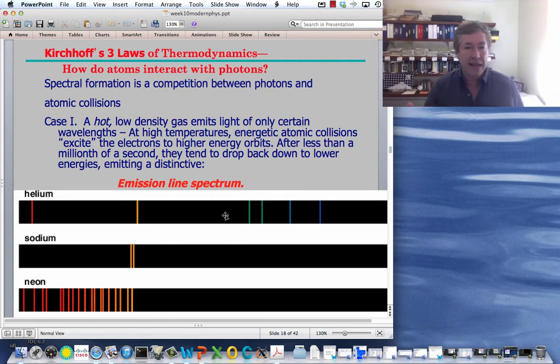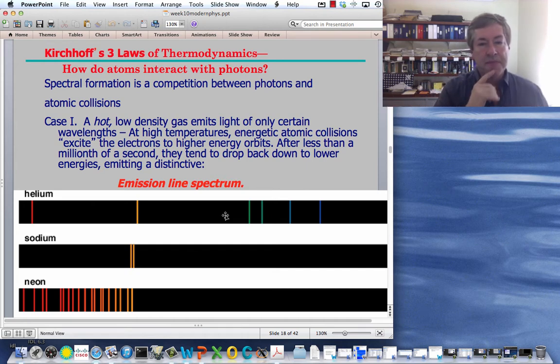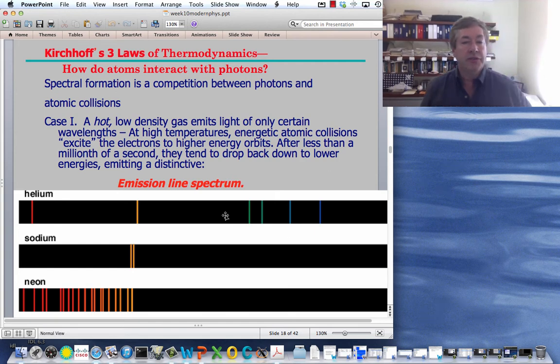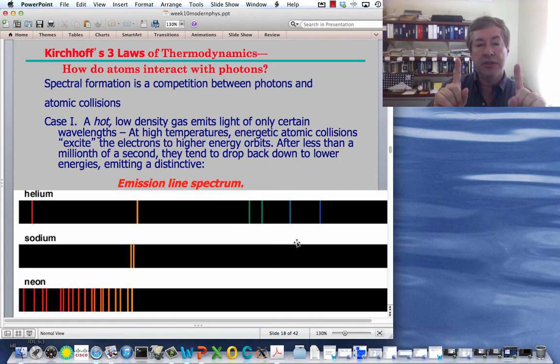It helps to have a hot gas, where the collisions are very energetic and violent between the atoms, so that these higher orbital electron energies will be excited easily, and then they will drop down, giving you this beautiful spectrum. All right, so that's one possible case. That's Kirchhoff's first law. You need a fairly hot, low-density gas, and you will get an emission line spectrum which only has the distinctive signature of the atoms that are present.